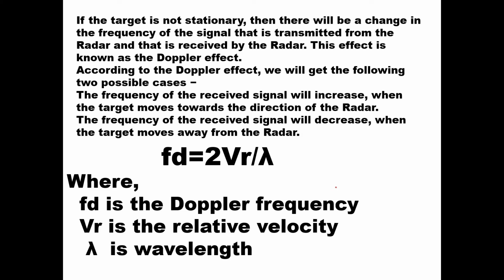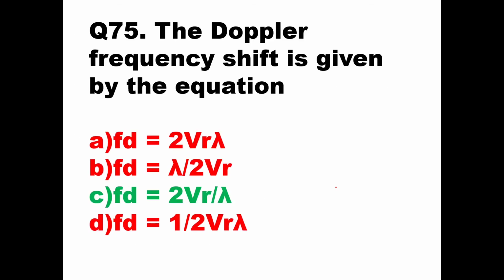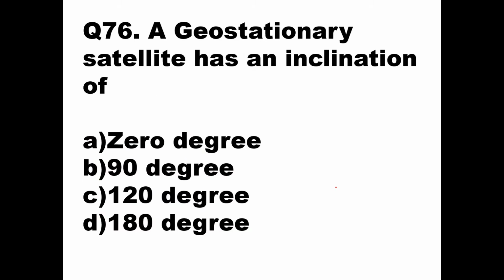So in such a case, your Doppler frequency, that is Fd, can be given as 2 Vr upon lambda, where Fd is equal to Doppler frequency, Vr is the relative velocity, and lambda is the wavelength. Okay, so here option C will be the right answer. Fd is equal to 2 Vr upon lambda. Okay, then we'll go to the next question.